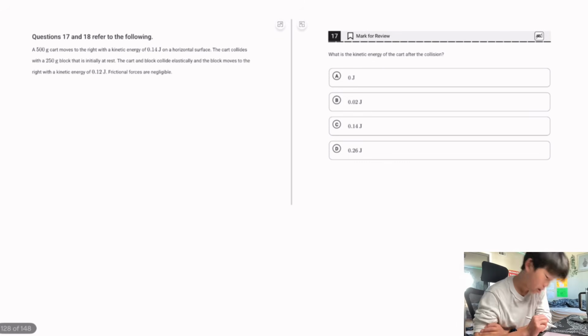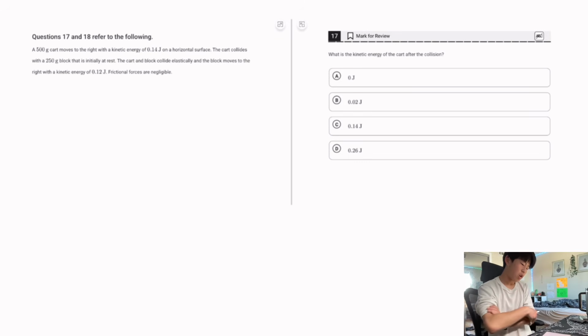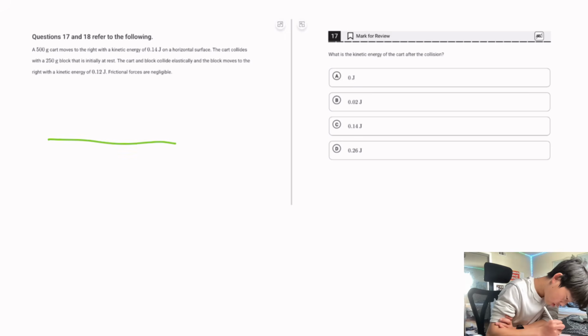Next question. Yes, so this one is talking about a cart and a block. So I'm going to draw it out for you guys, even though I don't want to. Guys, I'm taking AP Psych. Let me know if you guys want Psych videos.